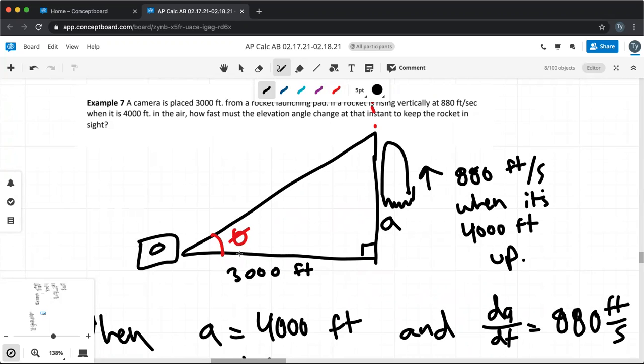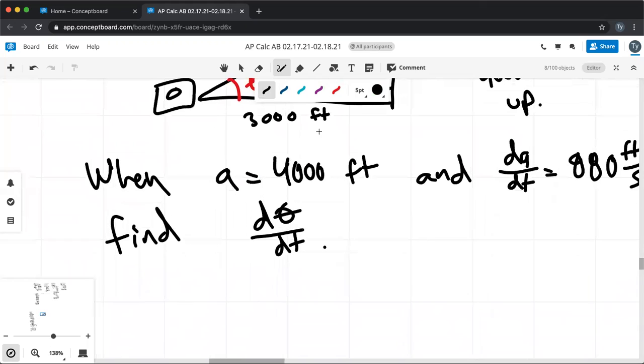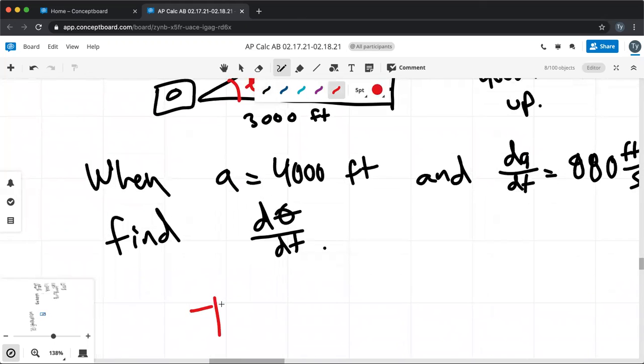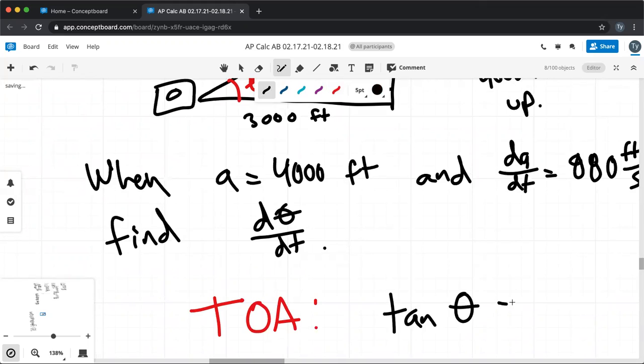And we're trying to find theta, so we can relate the angle here to a trig function. If you remember SOHCAHTOA, we're going to want to use TOA, right? The tangent of this angle is the opposite side divided by the adjacent side, OA. So tangent of theta equals A over 3,000.